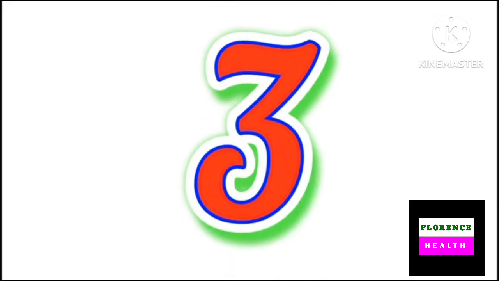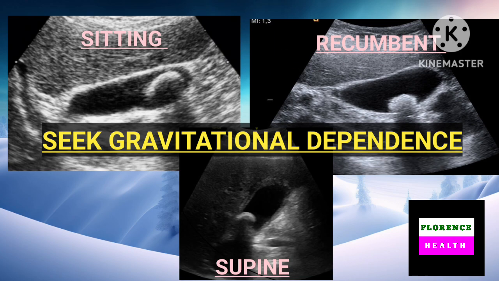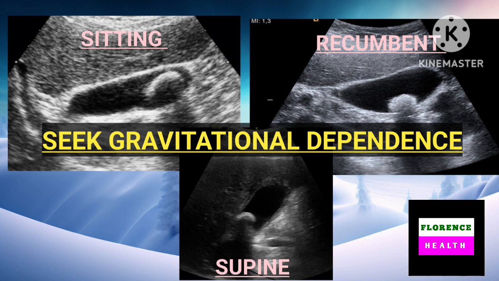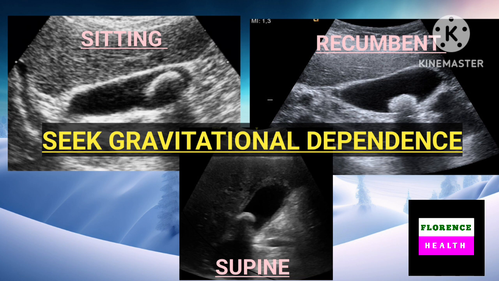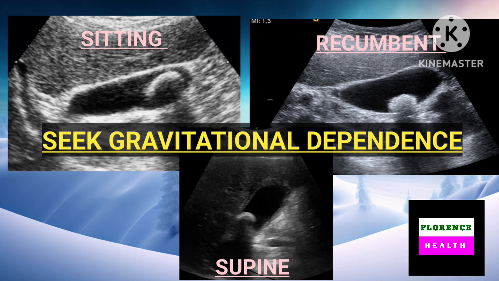Let's discuss what is sign gravitational dependence. What is the meaning of gravitational dependence? It means on changing the position of the patient to the other side, or movement of the patient to the other side, it results in the movement of the stone to the gravitational part of the gallbladder.